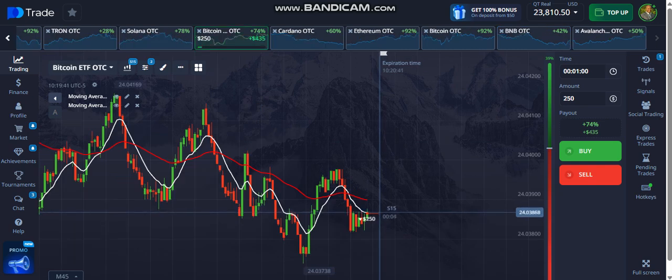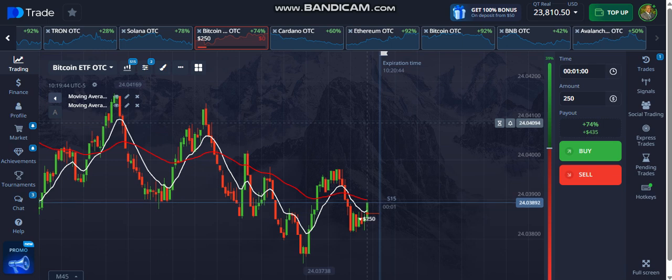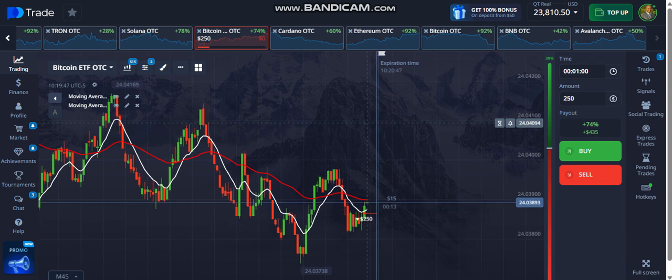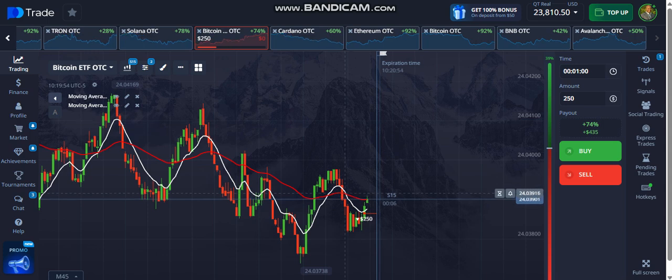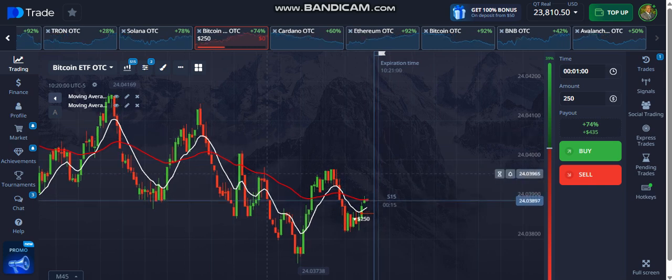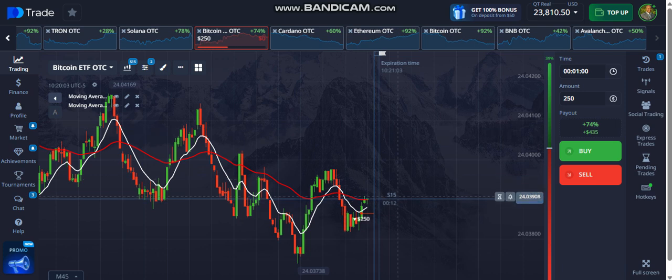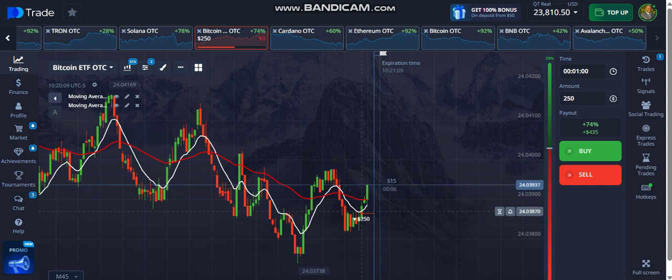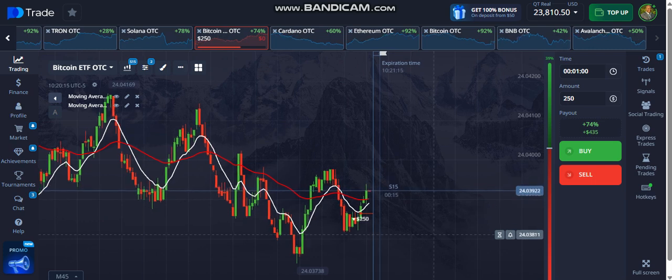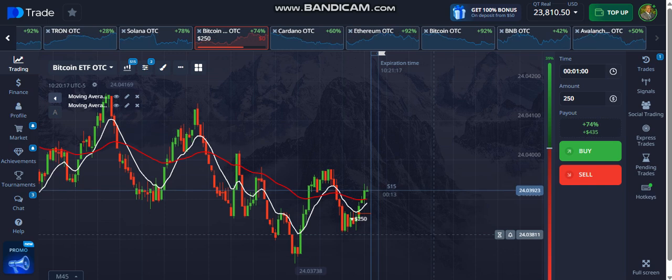Okay, so I'm on the Bitcoin ETF OTC crypto, and first step, as usual, is wait for the 10 EMA to cross the 50 EMA. We're looking at a general bearish trend in the crypto, and so after it crosses, I wait for the retracement back, the price to retrace back to the 10 EMA, and let's monitor this trade.